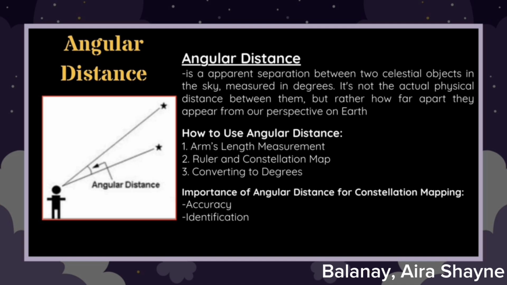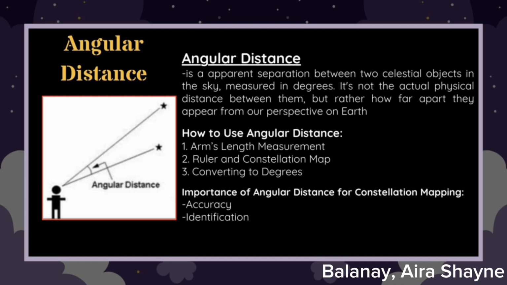The third one is converting to degrees. If you're using a map or online tool that provides angular distance in units other than degrees, you may need to convert these measurements. For example, 1 degree is equal to 60 arc minutes, and 1 arc minute is equal to 60 arc seconds. So, use simple conversions to express the angular separation in degrees.